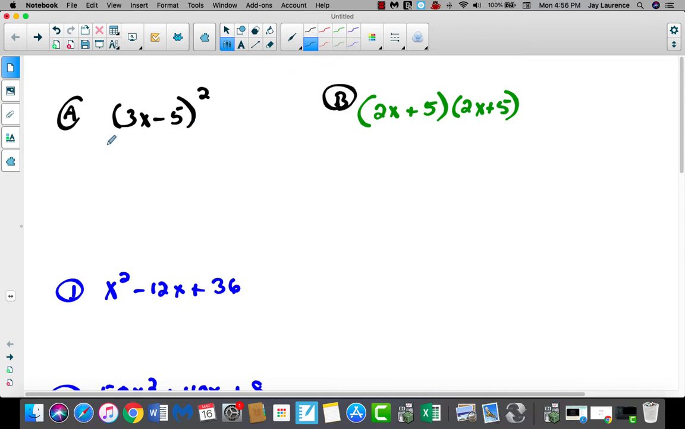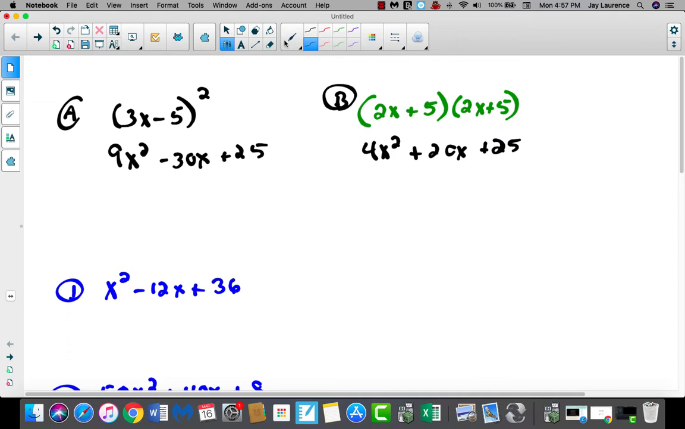All right, here come my answers. I'm going to get 9x squared minus 30x plus 25. Yes, I am doing that in my head because I figured out a little trick for these, okay? If you're doing it the long way, that's perfectly fine, all right? For B, my answer is going to be 4x squared plus 20x plus 25, okay?